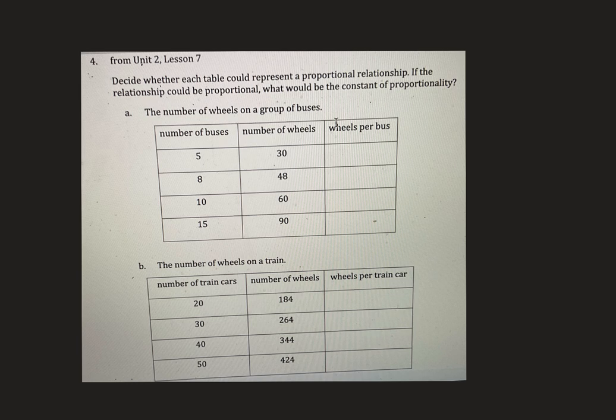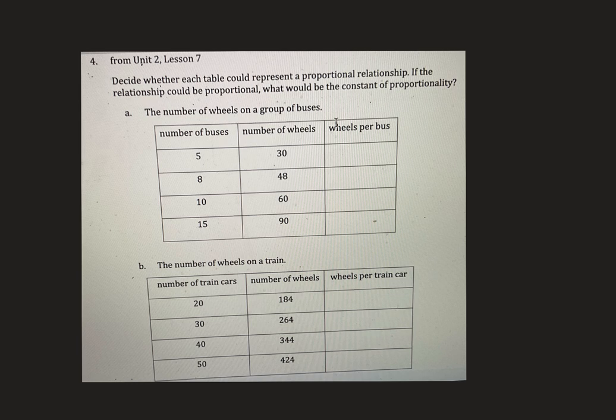All right, decide whether each table could represent a proportional relationship. If the relationship could be proportional, what would be the constant of proportionality? Just a little reminder, the constant of proportionality is the number that is multiplying every single number in the table. So in a proportional relationship, they will all have the same number that they're being multiplied by. If it's not proportional, then there's not going to be a single number that works for all the numbers.